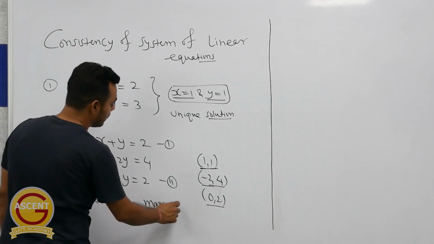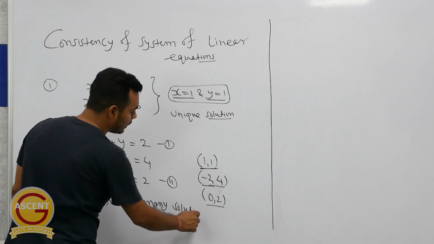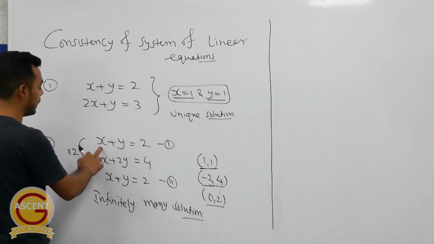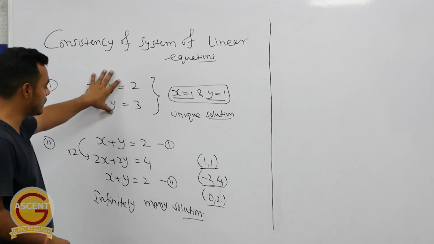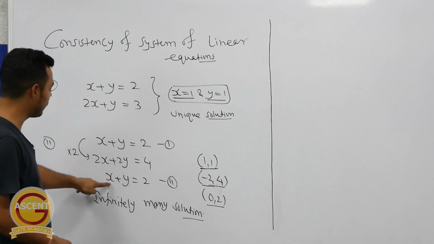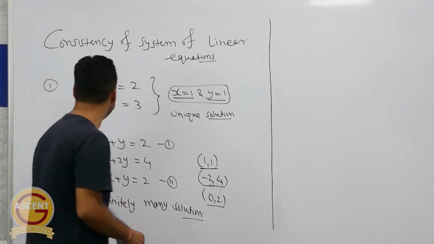Infinitely many solutions means an infinite number of values of the variables are possible which are going to satisfy all the equations simultaneously. So the first system of linear equations has a unique solution. The second system of linear equations has infinitely many solutions.